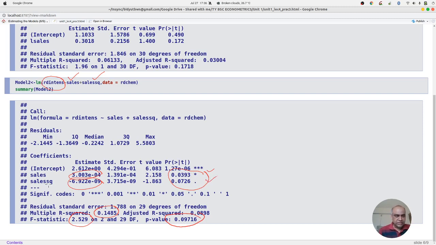Now when the sales square coefficient is found to be negative, it means that your R&D intention increases with the sales volume but at a lower rate. That means the firms with higher sales volume spend proportionately less on research and development activities.